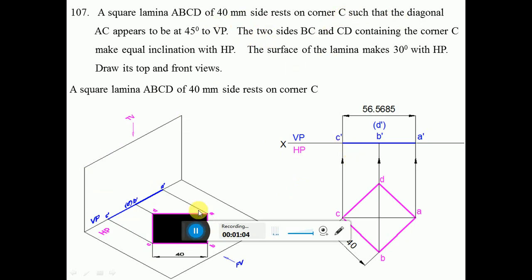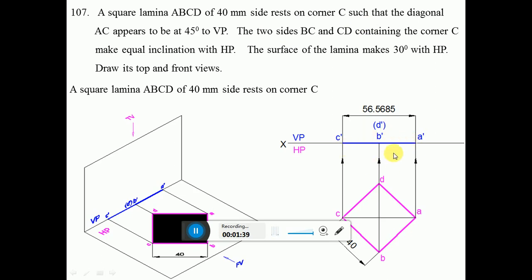First we are going to make the corner C rest on HP. So naturally the surface has to be parallel to HP. All the sides are resting on HP, and since the surface is parallel to HP, and obviously the surface is perpendicular to VP, you get a line in the vertical plane. So he says that in the initial position it is resting on the corner, with all the sides resting on HP.